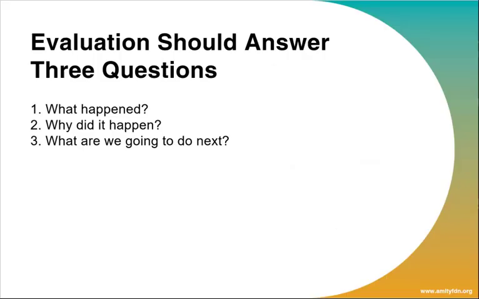And finally, what are we going to do next? This is where evaluation becomes useful. We take what we learned and decide whether we need to continue, improve, change, or even stop something. So, evaluation isn't just looking backward at what happened, it's a tool for looking forward. What happened? Why did it happen? And what will we do differently because of what we learned?